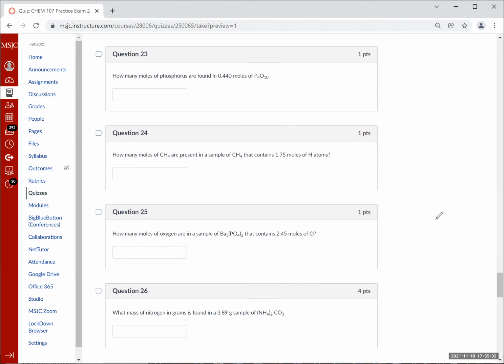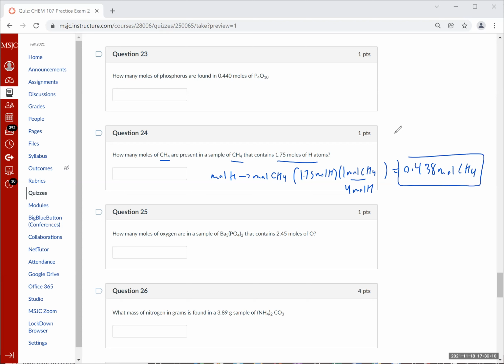So let's look at this next problem now. In this case, we're asked how many moles of methane are present in a sample of methane that has 1.75 moles of hydrogen atoms. So we're trying to go from the moles of hydrogen to the moles of methane. If we have 1.75 moles of hydrogen, we know in 1 mole of methane, we have 4 moles of hydrogen. So that in turn gives us 0.438 moles of methane. Any questions on this example?